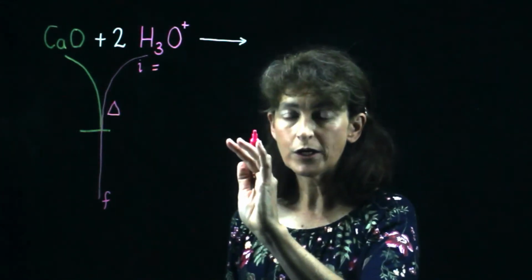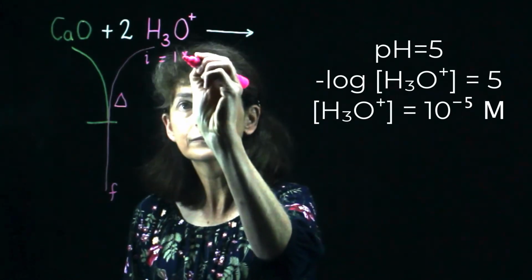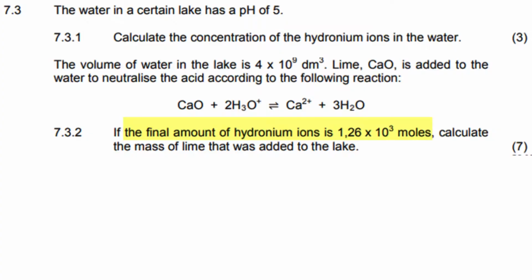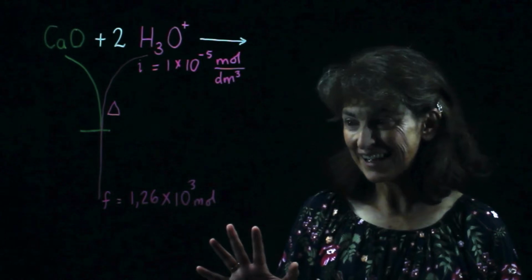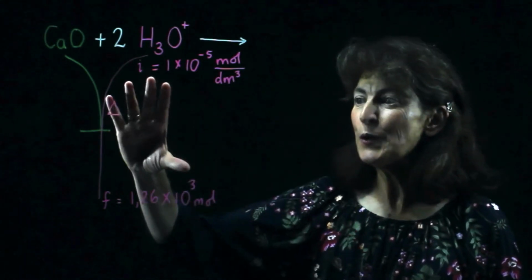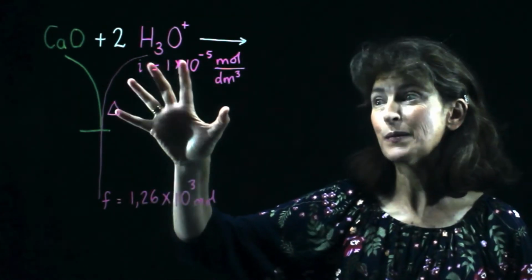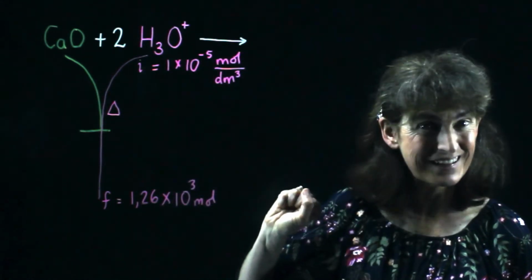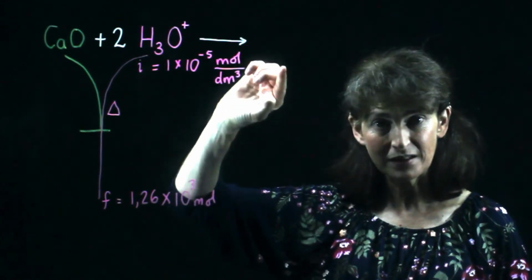So let's put in the information we know already. We know the concentration of hydronium ions initially. And then we're told right at the end the final number of moles of hydronium ions. Now, can you see that we need to be a little bit careful here? Because, yes, change is initial minus final, but only if we're speaking about the same things. And we're not. This is concentration, this is number of moles. We can't go and subtract them. So we need to convert this into its equivalent amount of moles.